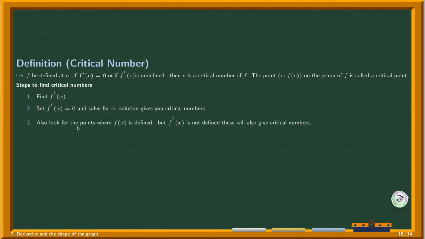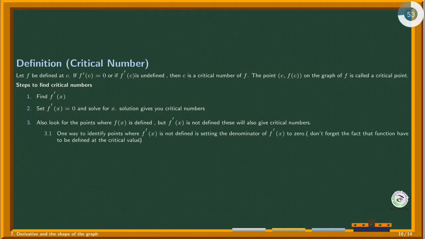Then we have to look for the points where the function is defined but the derivative is not defined. One way to find them is, if the derivative has a denominator, you can set the denominator to 0 and solve for x. Those also give you critical points, but you have to make sure to check whether the function is defined at that point, because the function has to be defined there. Sometimes you might also have to use the definition of the derivative to check whether the derivative is defined at that point.